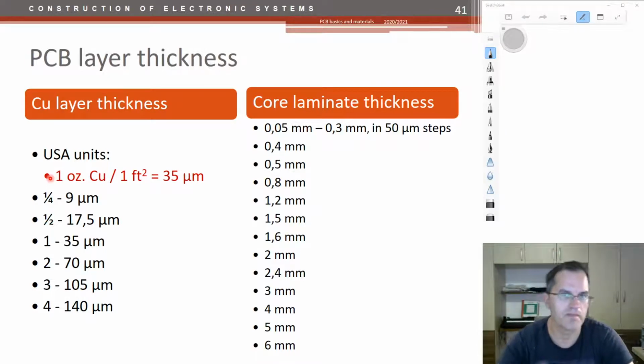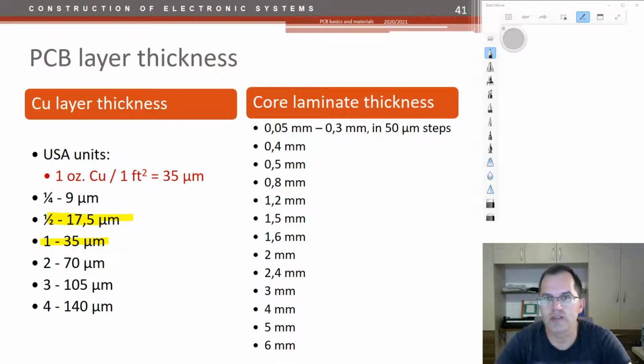And that's the base. So you can either have 1/4, 1/2, 1, 2, 3, 4, and so forth ounces of copper, which relate to these thicknesses here. The most common is 35 microns for outer layers and 17 microns for inner layers. That's the default thickness of copper.